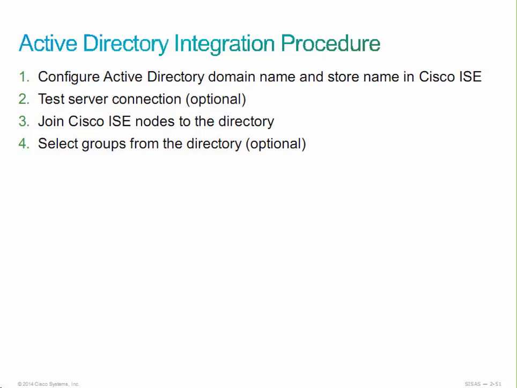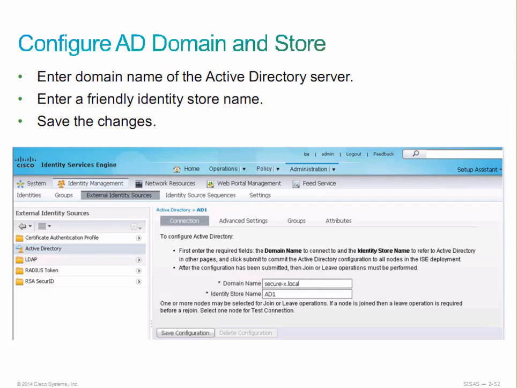So we're going to take a look real quick in this lesson at how we integrate Active Directory into our ISE platform. We basically go through 4 different steps. Number 1, configure the Active Directory domain name and the store in ISE. Number 2, we test that server connection. Number 3, we join the ISE nodes to the directory. And finally, we select the groups that we want to import or be able to modify, or to be able to reference from Active Directory in the structure. So let's take a look at what that looks like in the configuration itself.